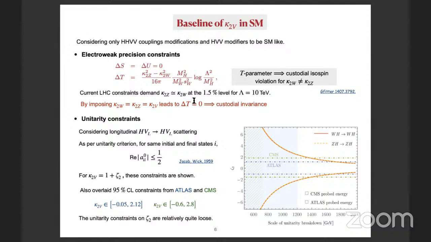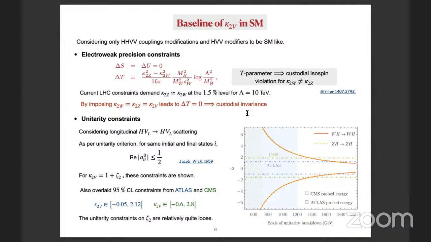Now, looking into the present constraints from GFitter, kappa 2Z has to be equal to kappa 2W at the 1.5% level for a cutoff regulator of about 10 TeV. So by imposing that the HHWW and HHZZ coupling deviations are the same, we can put delta T equal to 0 so that we impose custodial invariance in our theory. We will consider this in our further constraints: we will consider the HHWW couplings equal to the HHZZ couplings.